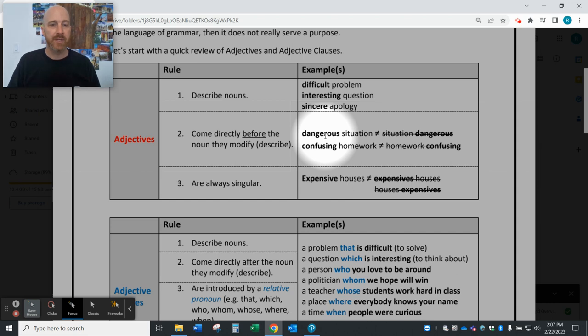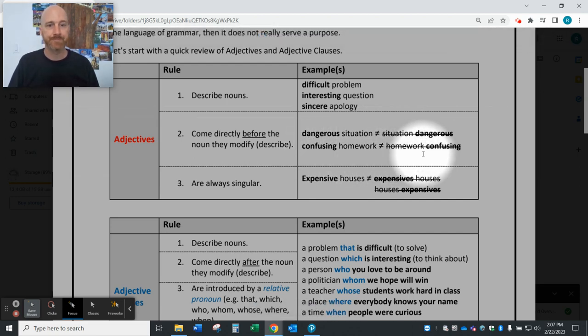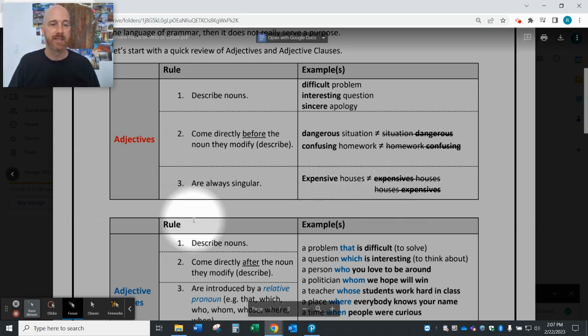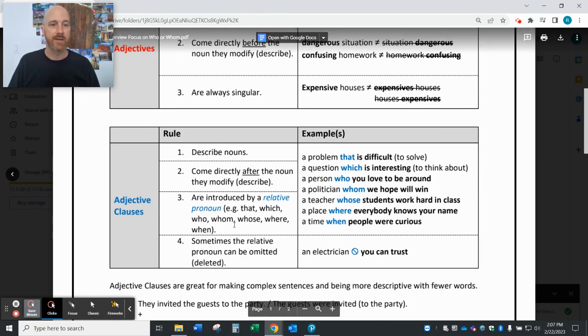They come before the noun they're describing, so a dangerous situation, not a situation dangerous. Confusing homework, not homework confusing. And then they're always singular. Even if the noun that they're modifying is plural, such as houses, we say expensive houses, not expensives houses or houses expensives, like in some languages that put the adjective after the noun.